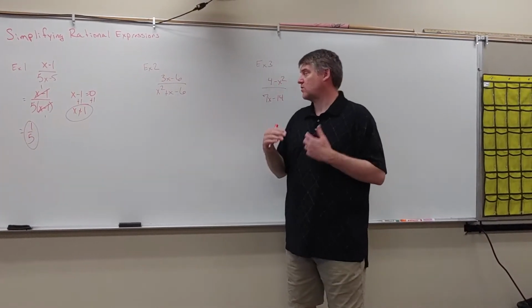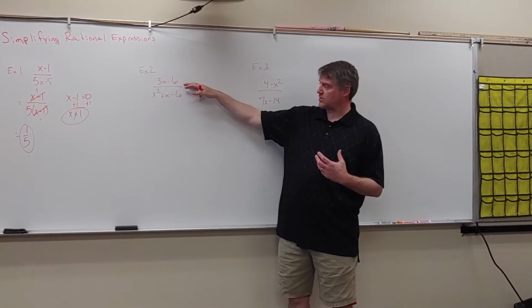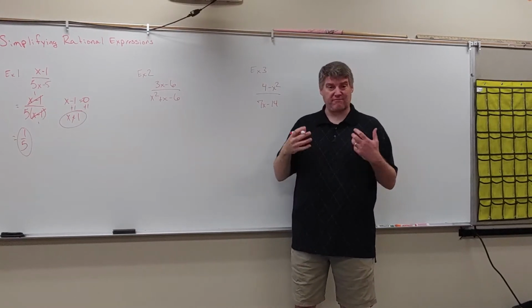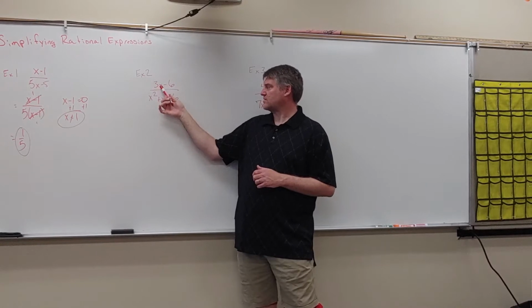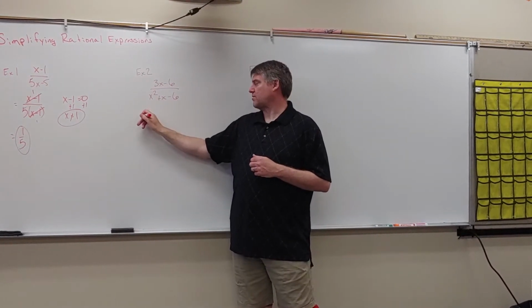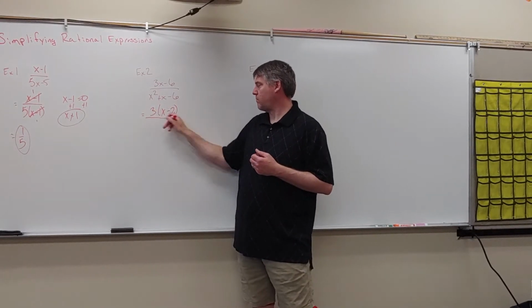In our second example, we have a little bit more robust problem here, because we have 3x minus 6 over x squared plus x minus 6. So now I have an opportunity. I can factor the top, I can factor the bottom. So I want to start by factoring both pieces. On top, you're going to look for commonalities. 3x minus 6, that tells me I can factor out a 3. So I'm going to factor out that 3, x minus 2.